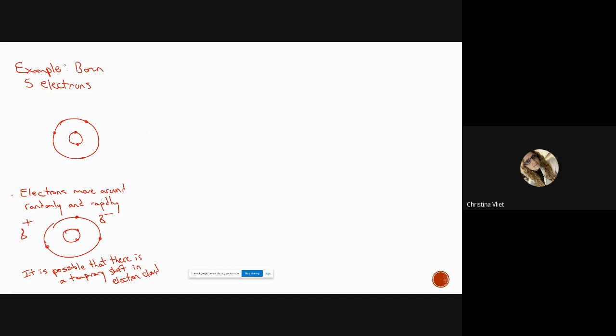It is called, in the fanciest terms, an instantaneous dipole-induced dipole. Because typically the shift in the electron cloud is due to feeling the presence of something else that has electrons.